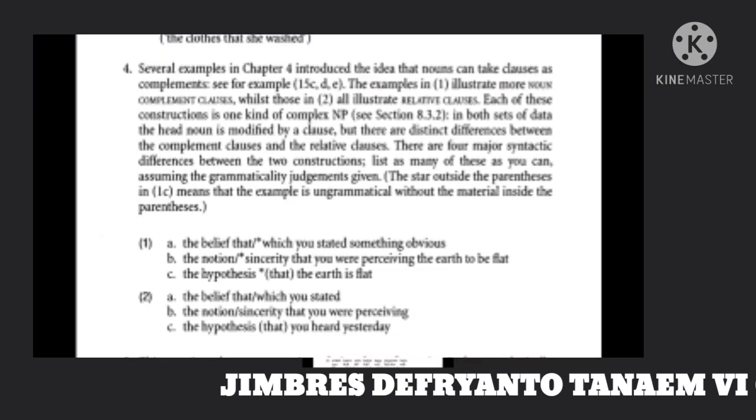Several examples in Chapter 4 introduce the idea that nouns can take clauses as complements. The examples illustrate more noun complement clauses, with those in the other set illustrating relative clauses. Each of these constructions is one kind of complex noun phrase. In both sets of data, the head noun is modified by a clause, but there are distinct differences between the complement clauses and relative clauses. There are four major syntactic differences between the two constructions. List as many of these as you can.